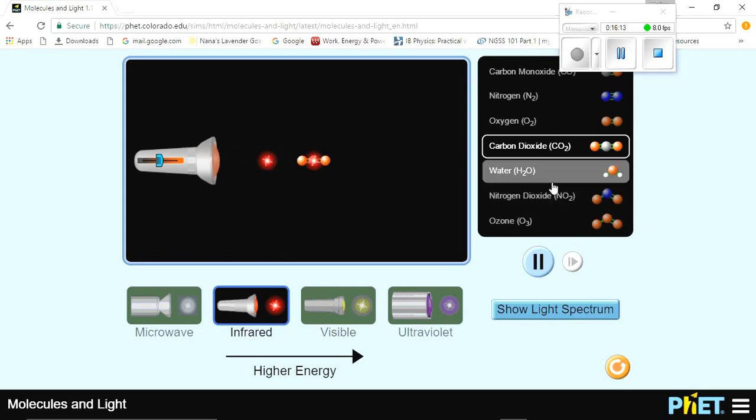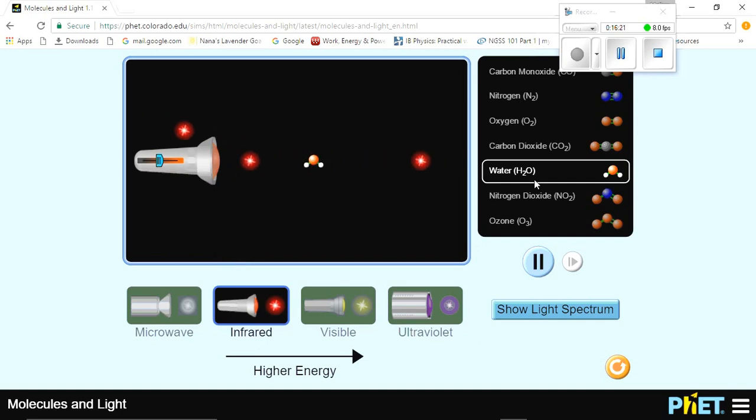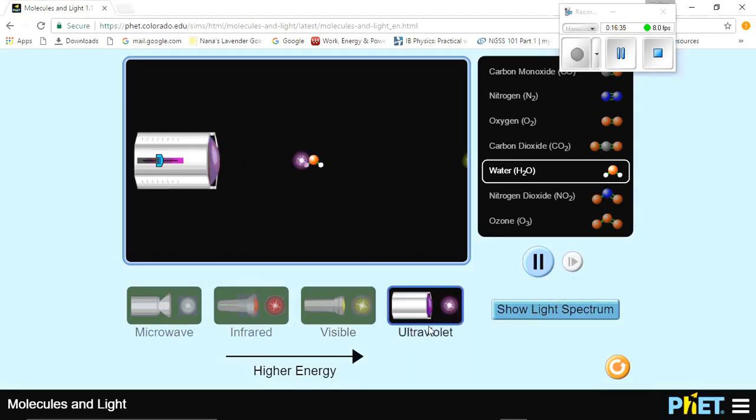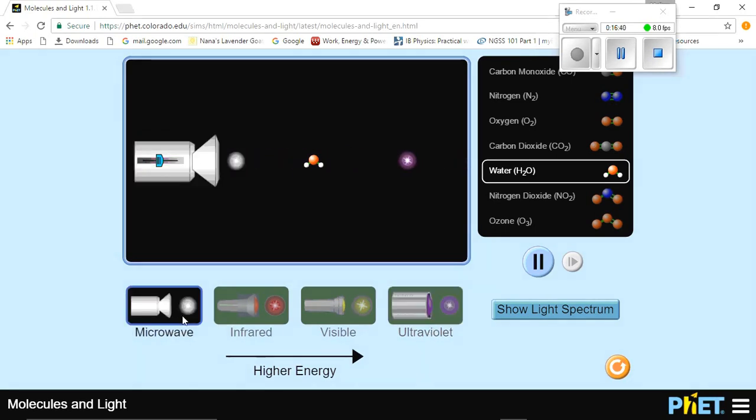Each one of these greenhouse gases has its own distinct characteristics. For instance, water, watch what happens. Some of the photons get absorbed with infrared and re-emitted. Watch what happens with visible light. Pretty much all pass straight through. Ultraviolet, pretty much pass straight through. Microwave, since they have a longer wavelength, they will actually be absorbed and re-emitted just like infrared.